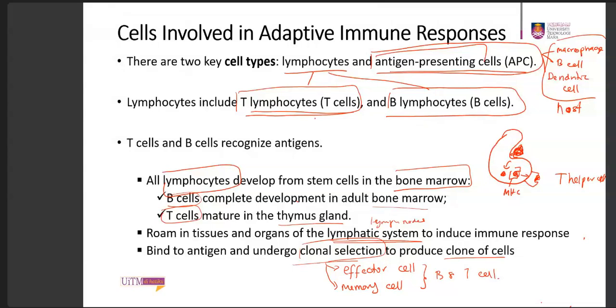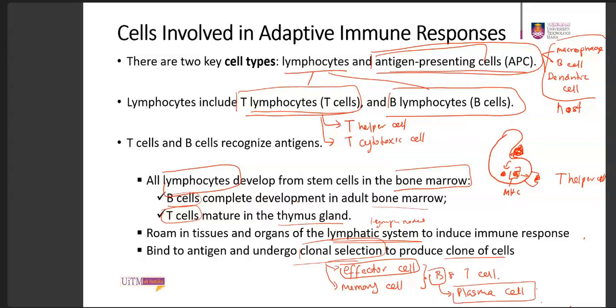Okay, so T cell dia ada dua jenis. Okay, we have the T helper cell, and the other one we have the T cytotoxic cell. Okay, so this one you have to remember. Okay, so the effector B cell, kalau B cell effector dia, we call it as the plasma cell. Okay, so this plasma cell is the cell that is responsible for producing and secreting antibody. Okay, antibody, right? So the antibody will circulate in your body fluids.